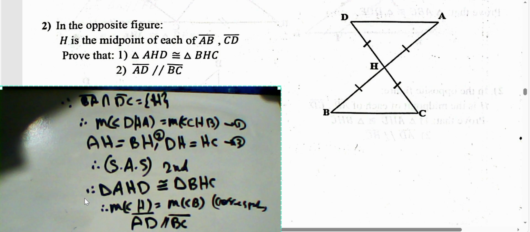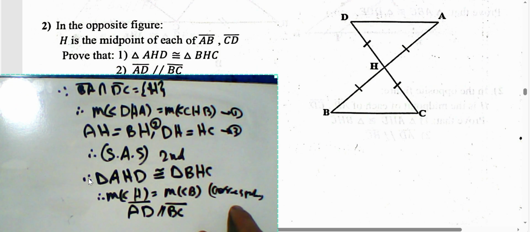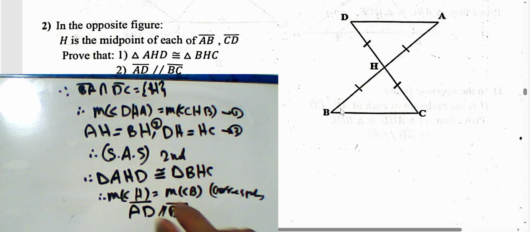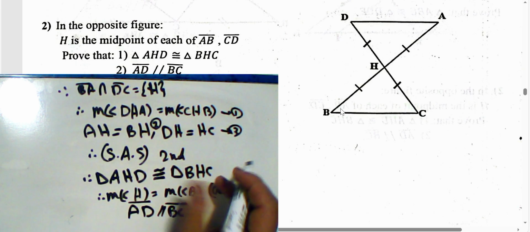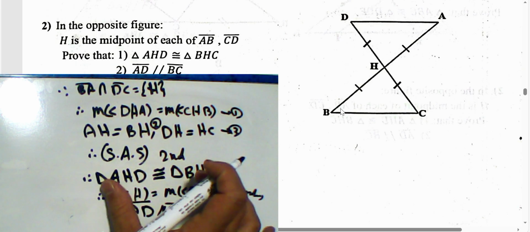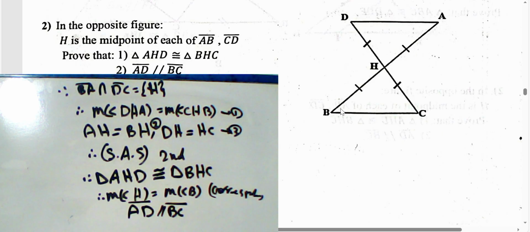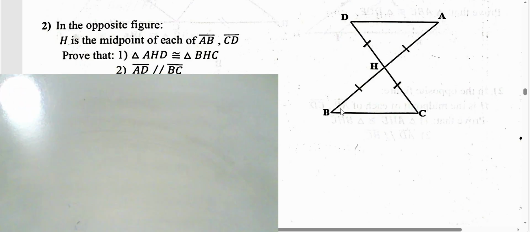They are parallel because we have two corresponding angles. Look at here, the measure of angle A is equivalent to the measure of angle B. They are congruent. Why? Because the first triangle is congruent to the second triangle. Then the measure of each corresponding angle equals the measure of each corresponding angle from the first triangle to the second triangle. Next question.